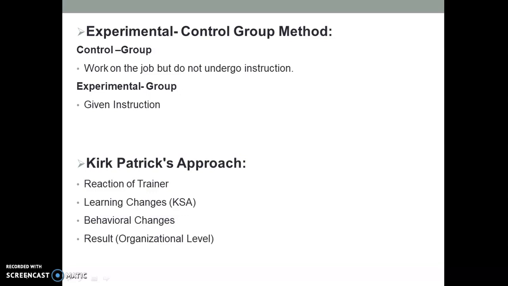people who have not gone through any kind of training session or any kind of instructions, whereas the experimental group consists of all those members who have gone through certain instructions or a training session. So after comparing both the groups, we can identify whether a change has occurred in the experimental group as compared to the control group, and then the effectiveness of the training can be identified. The other approach we'll discuss is Kirkpatrick's approach.